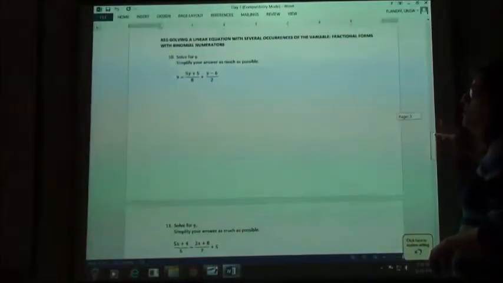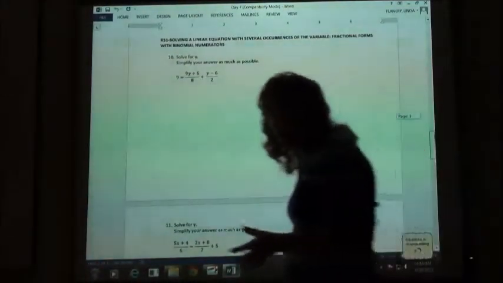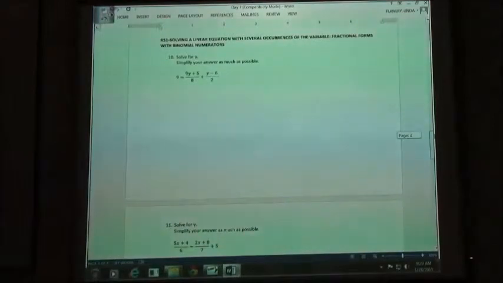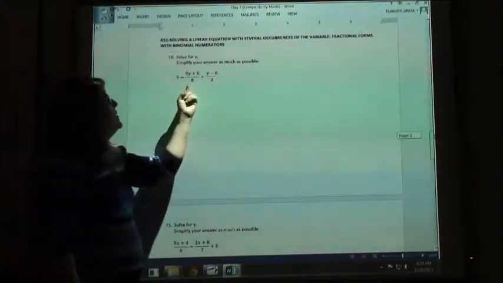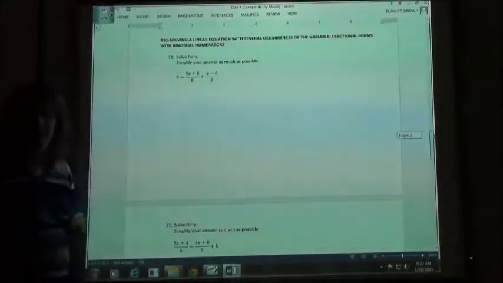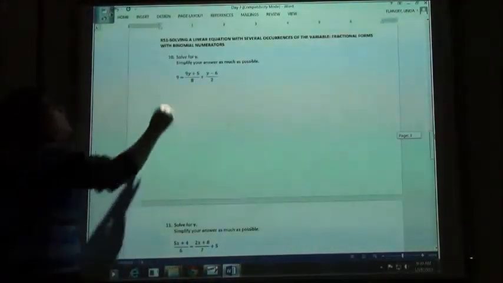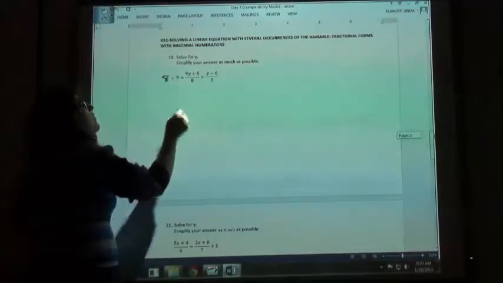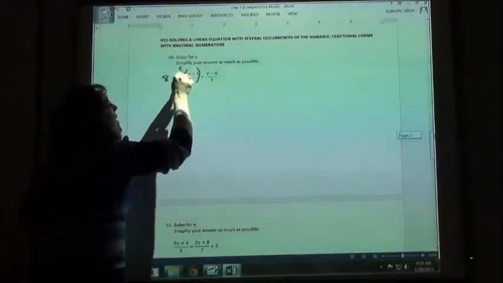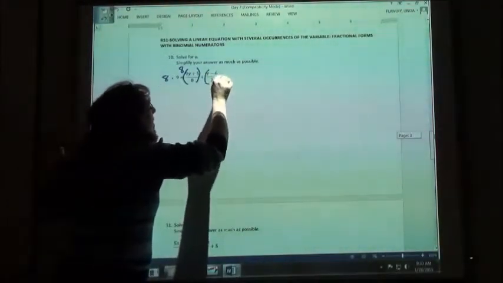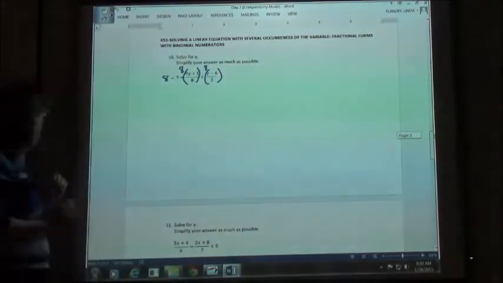10, 11, 12, same concept. I have fractions. I want to multiply by my common denominator to get rid of the fraction. In this case, I have an 8 and a 2, and since 2 divides into 8, 8 would be my least common multiple. So I'm going to multiply 8 times the 9 in front. I'm going to take 8 times this first fraction, and I'm going to take 8 times that second fraction.